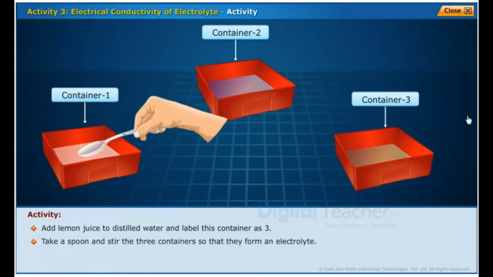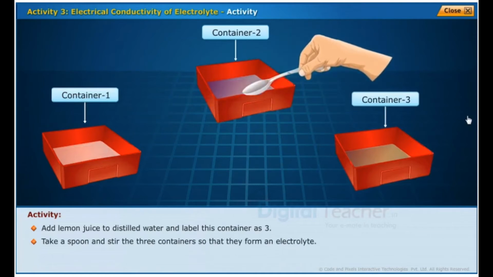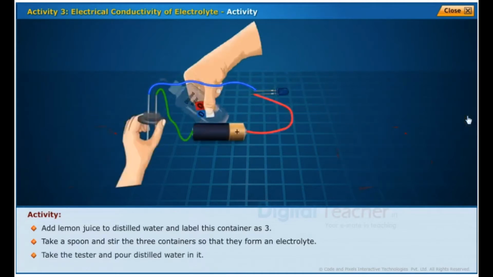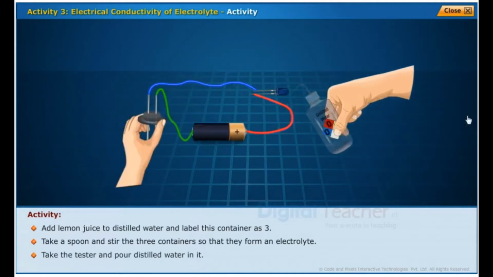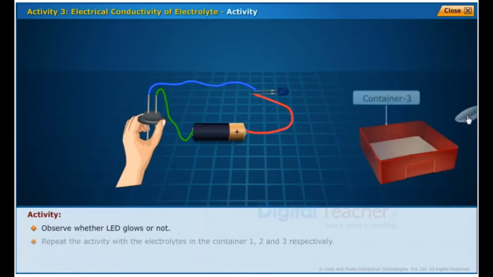Take a spoon and stir the 3 containers so that they form an electrolyte. Take the tester and pour distilled water in it. Observe whether LED glows or not.